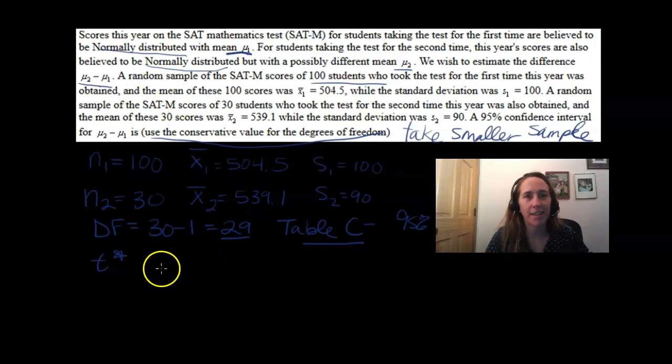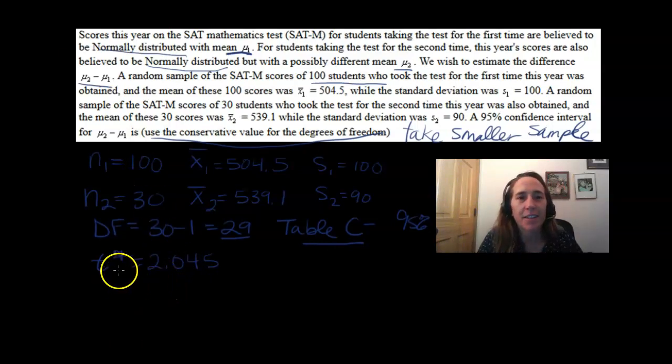Okay, what do you all get? I hope you got 2.045. Yay! Now we get to plug all of these numbers into our big formula. Okay, so now we get to plug all these numbers into the formula. And like I said, at this point, if you want to use your calculator, as long as you plug them in, I'm okay with that.